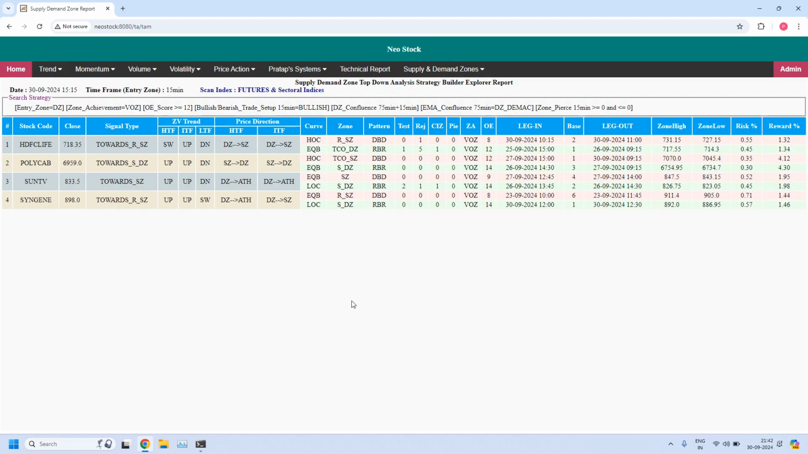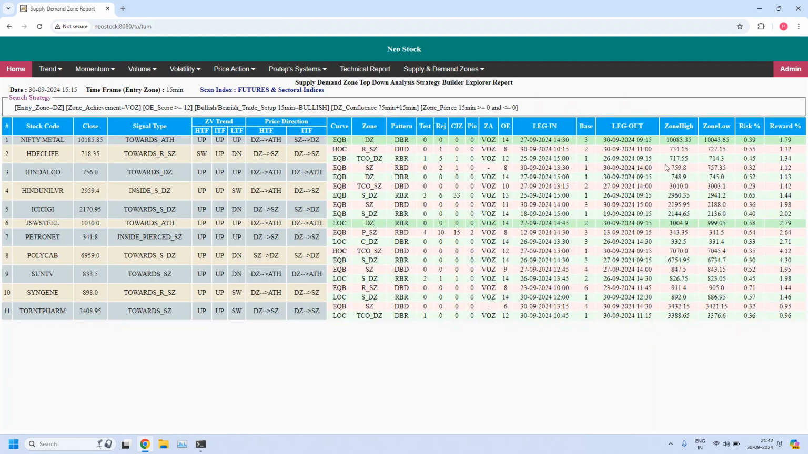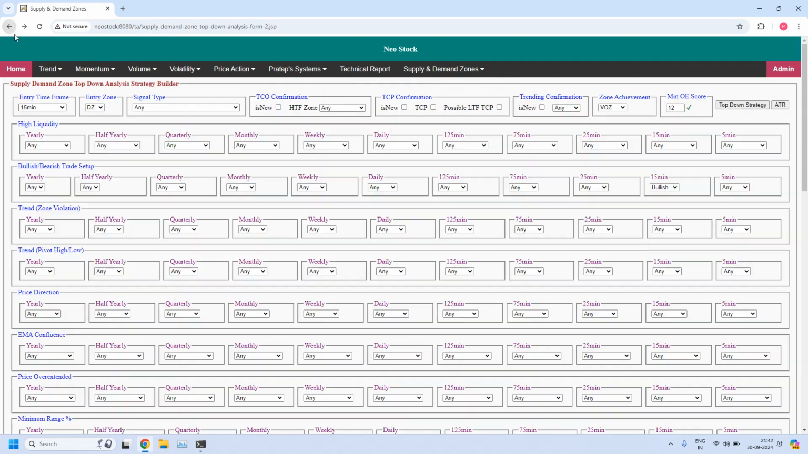Okay, next let us look for bullish trade setup, sorry for my mistake. We have to look for bullish trade setup, LTF, ITF, HTF confluence. So I have to remove this EMA filter. Without EMA, earlier 11 stocks are filtered, right? Yeah, 11 stocks. So out of these 11, how many are having even HTF confluence?